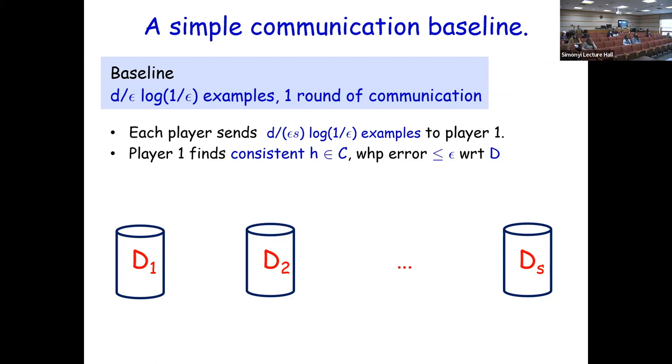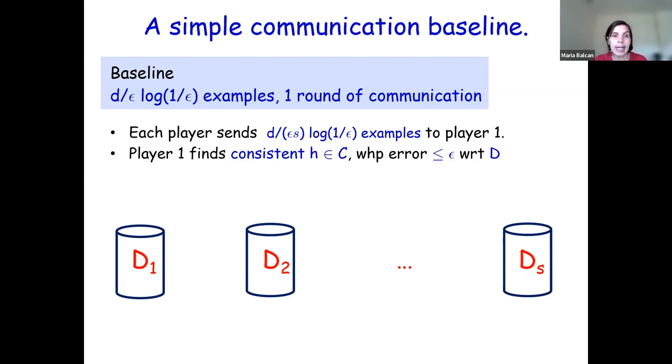And let's assume now that we are in the realizable case. That means the target function truly belongs to the concept space, so we'll be able to find a consistent hypothesis. And then I claim that we can show that this hypothesis will, with probability at least 1 minus delta, have error rate at most epsilon with respect to the mixture distribution.